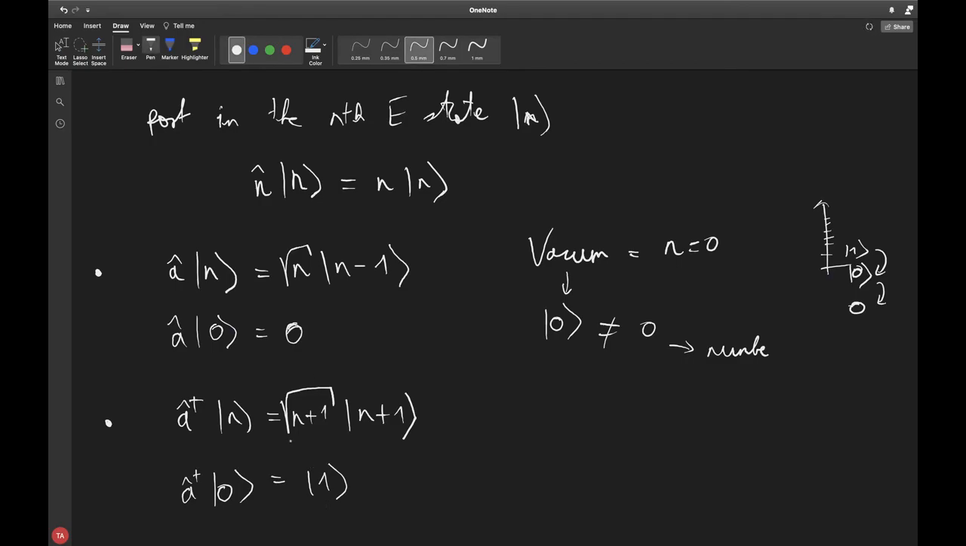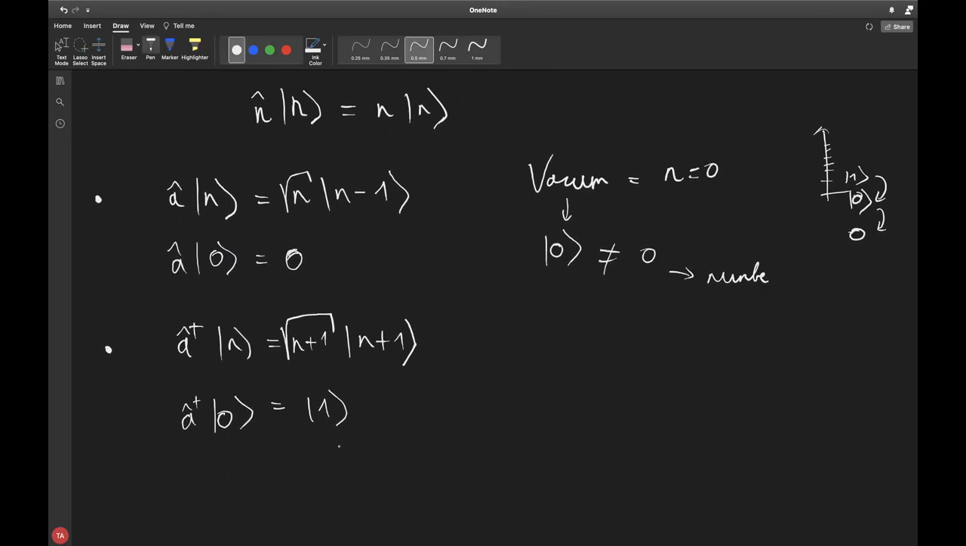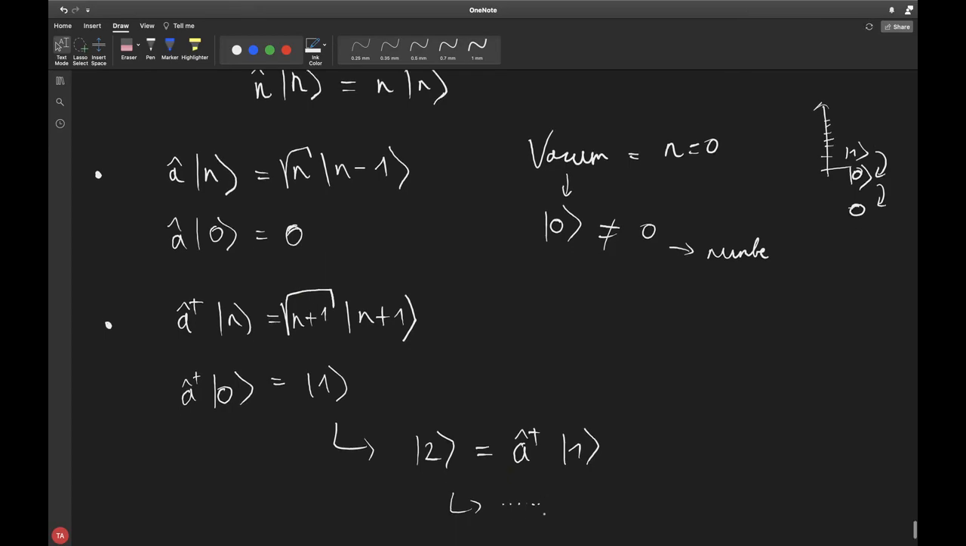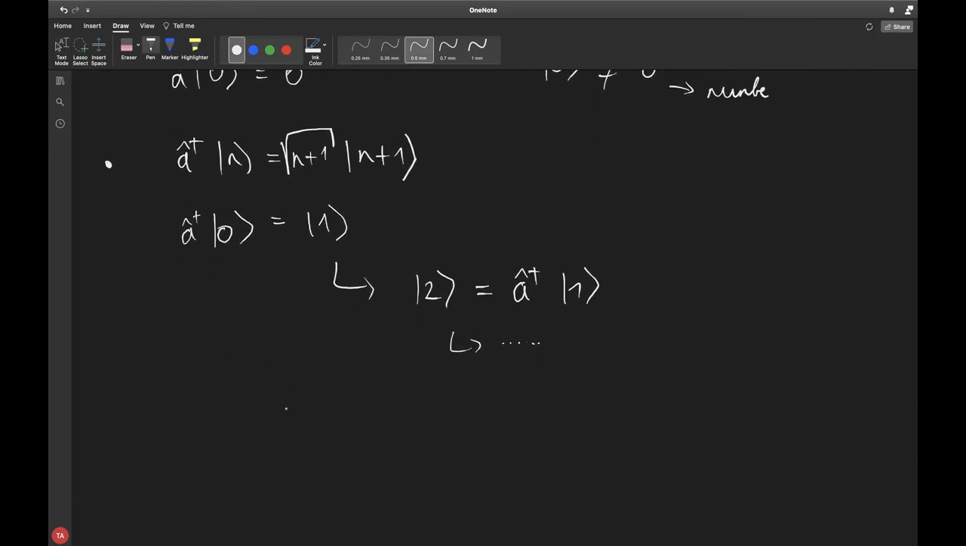So that means that we get state 1 by raising the number of particles in the vacuum. And then that would mean that we get to state 2 by raising the state of 1, and so on. So if we want to get to the nth energy state, or if we want to create n particles, we can do that by acting on the vacuum with the a raising operator n times.